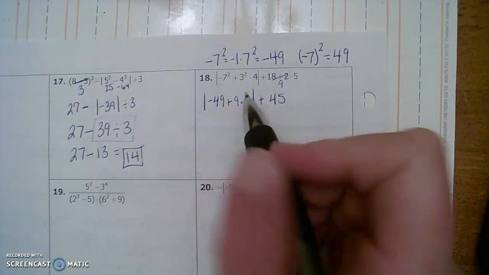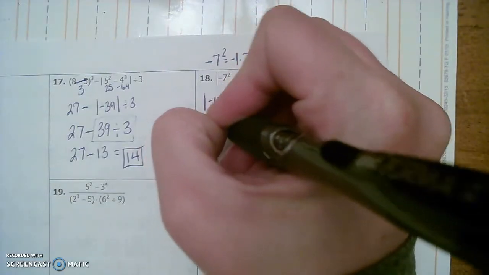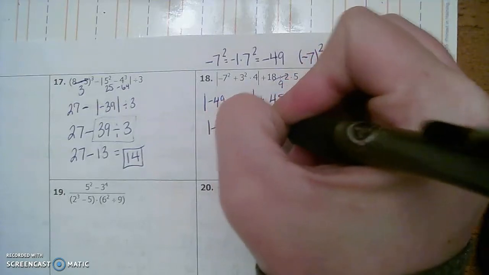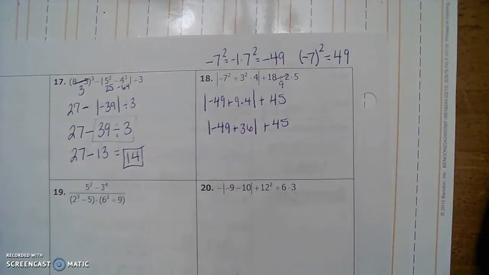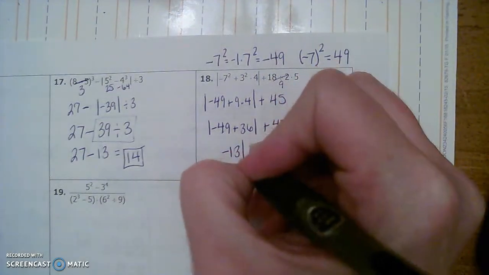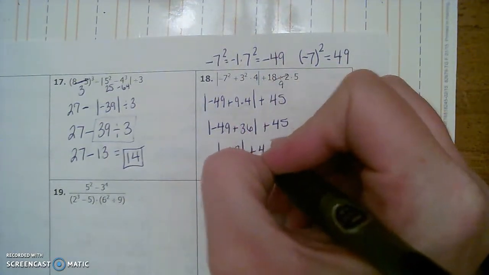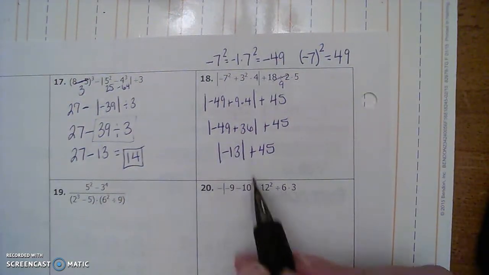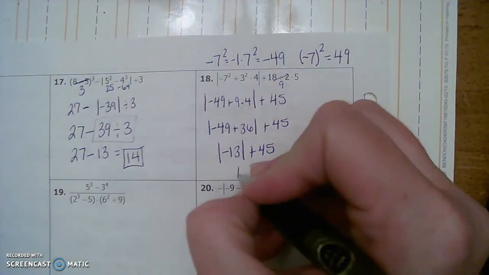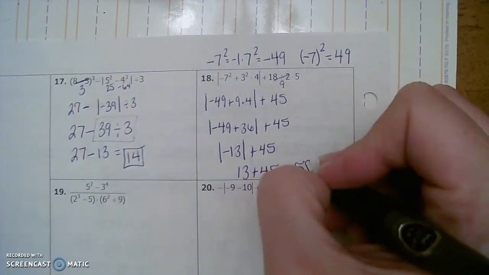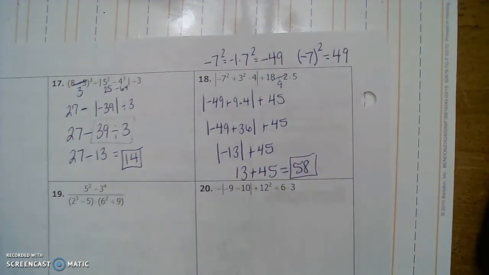So here I need to do 9 times 4. So I have the absolute value of negative 49 plus 36. And then the plus 45 again is on the outside. So negative 49 plus 36 is negative 13, but we're still in the absolute value bars. Plus 45. So now I can finally do the absolute value of negative 13 is 13, plus 45 gives me 58 for my answer.